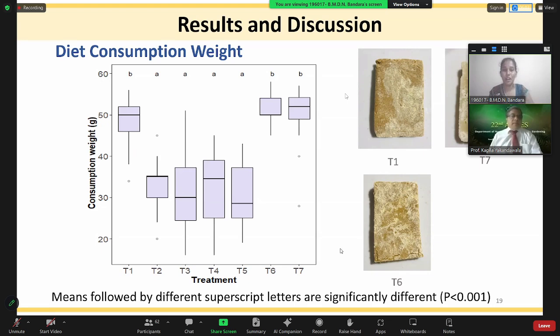Yes, madam. During this study, I measured only the reduction in weight after consumption, but the natural weight loss was not considered.